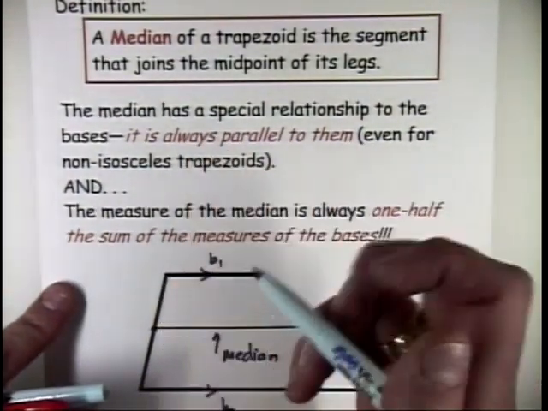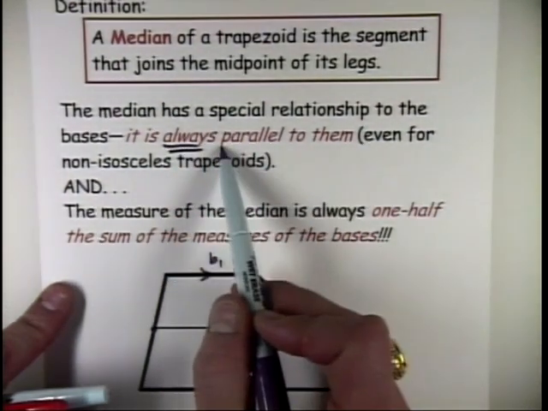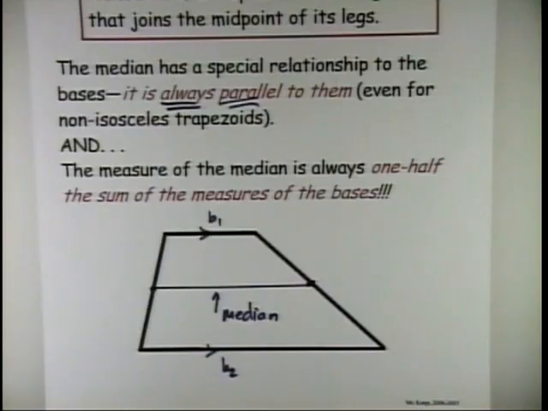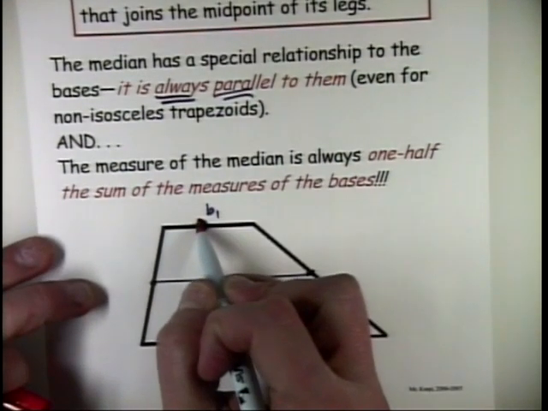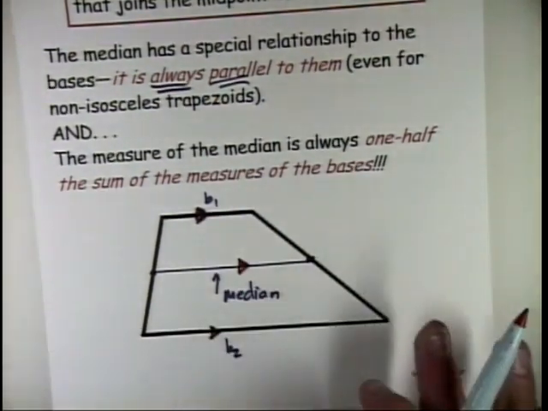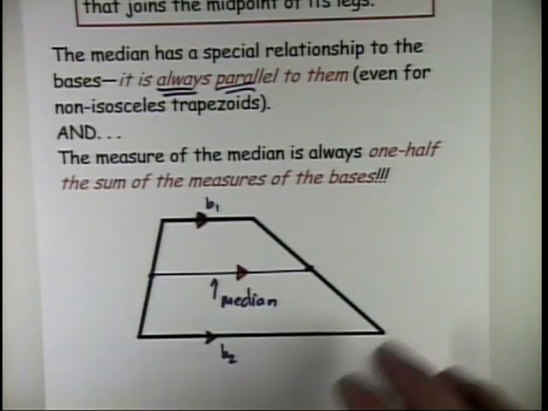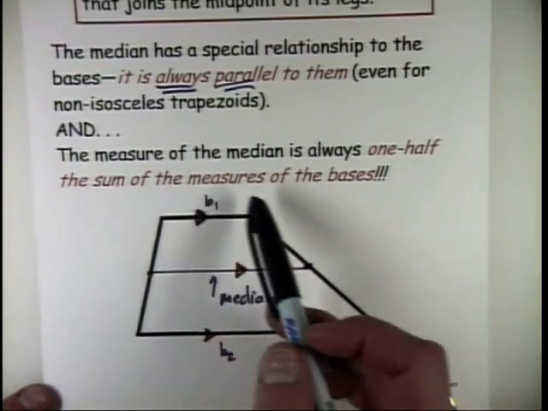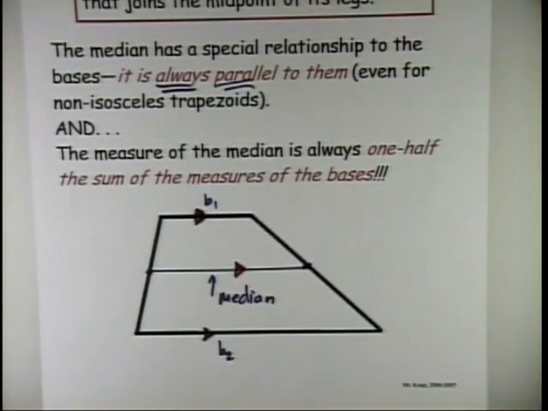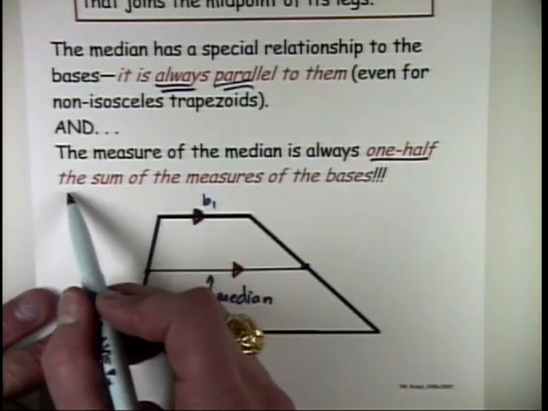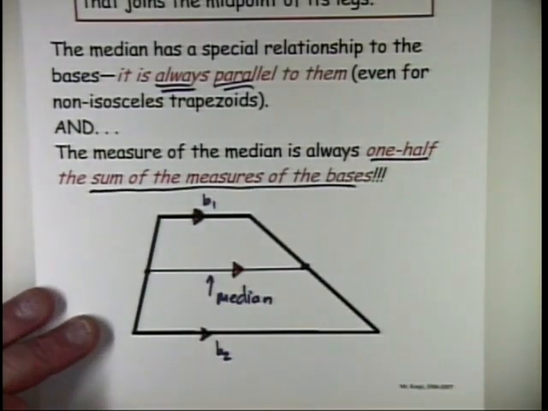The median is always, not sometimes, it's always parallel to both of your bases. So what does that mean? That means that they will never intersect, that they have the exact same slope, and if the two bases are parallel to each other, we can use the arrow, then we can put the same exact arrow on the median. Okay, pretty cool. They all run the same direction. And as if that wasn't enough, the median has a special length related to the two bases, and here it is. The median length is always 1/2 of the sum of the two bases.